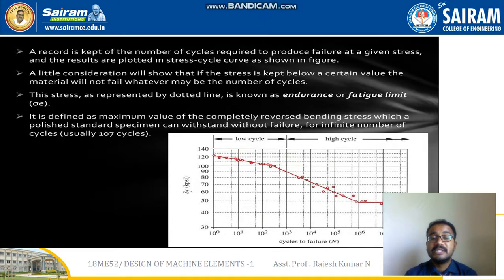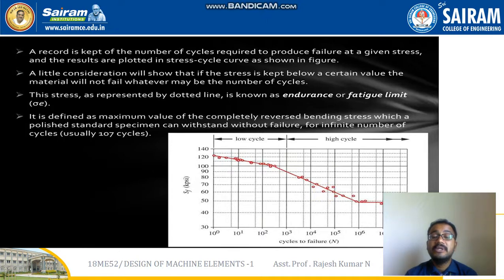In this phase, starting from zero cycles to 1000 cycles, you can see a gradual reduction of the material's fatigue strength because of the tiredness. Later, from 1000 to 10 lakh cycles, again there is a gradual decrease. It may lead to failure at any point, and all these scattered points indicate the different stress points for the different materials.